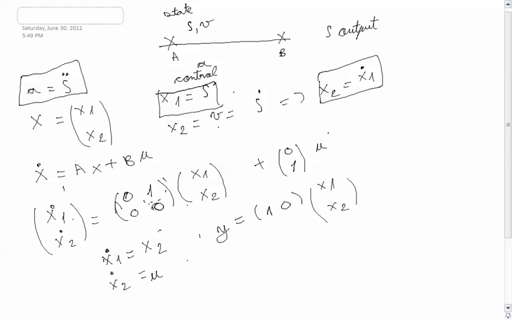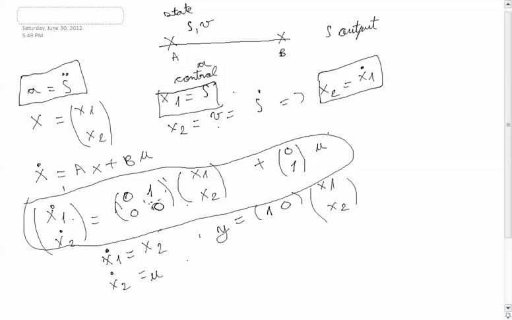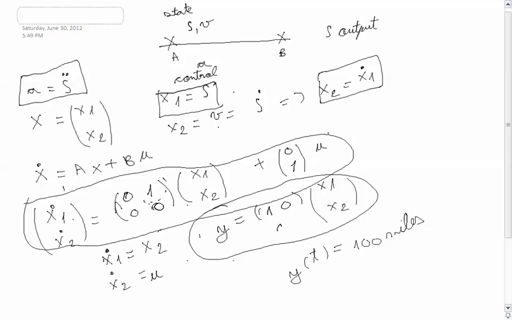So this is my state space realization here, these two equations. First equation and second equation. So only by looking at this equation, I don't even need to worry about this. If I can, for example, get y at time t to be the distance, which is 100 miles, that's all I need to know. I don't even need to know the initial physical data of the problem. I just need this and that.